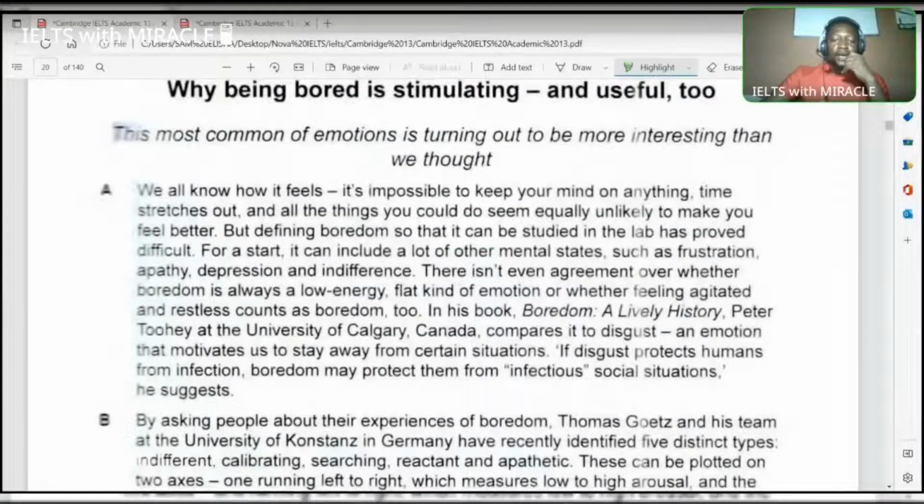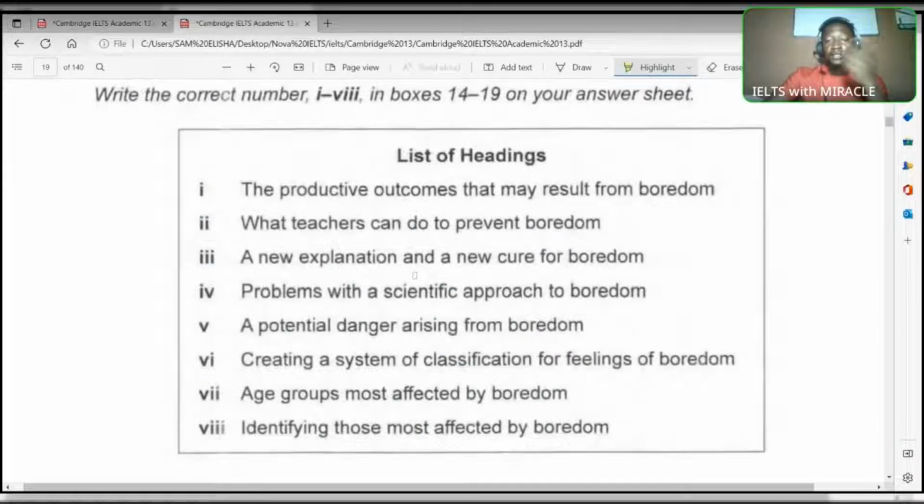Okay, here we have the matching heading, and this is also from Cambridge 13, and we're looking at test 1. All right, now, the list of headings, as a lot of people know it to be. In this particular question type, you are given a number of headings, and you are expected to match that heading with the appropriate paragraph.